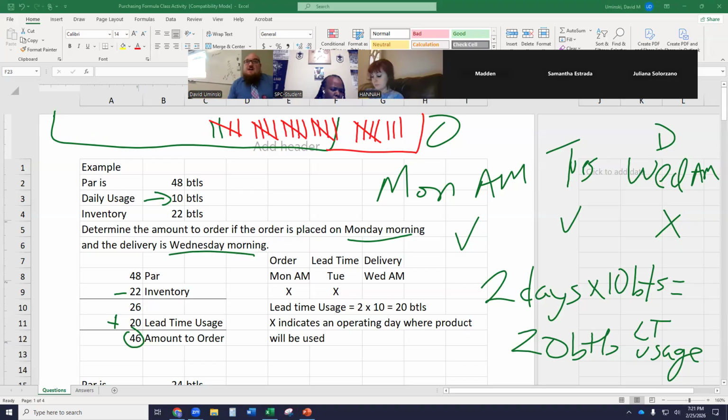When that truck drops off my 26 bottles that are in red, those are my brand new ones, how many bottles do I actually have in my inventory? I only have 2 in my inventory. Add those 26, I'm only at 28. So I'm short because I used product during that lead time. You have to take that lead time usage into consideration when purchasing and ordering. Questions, comments, concerns? What's another example?